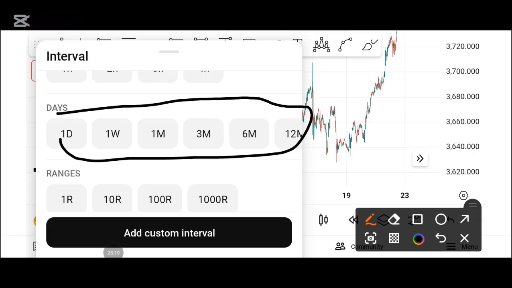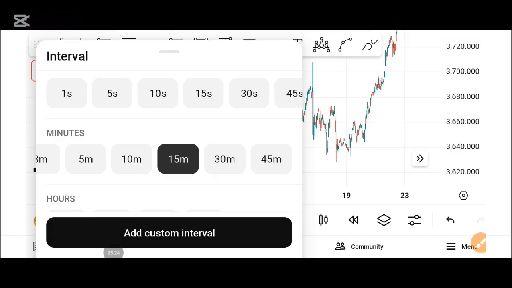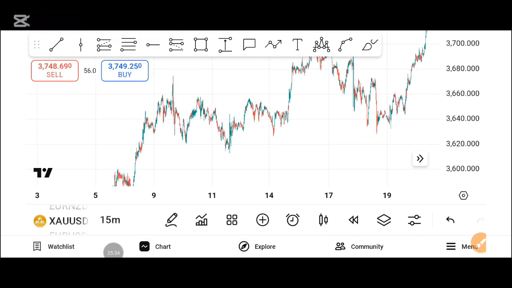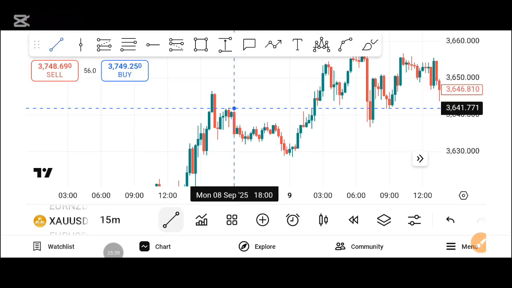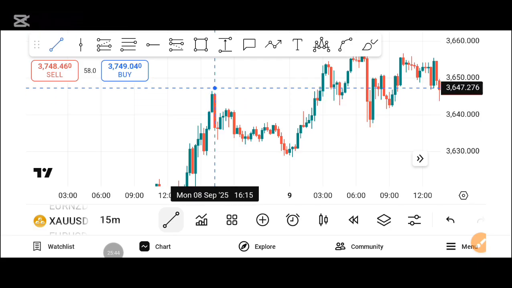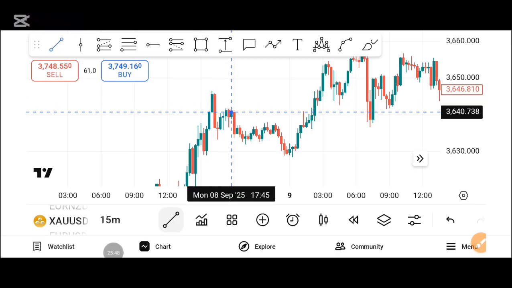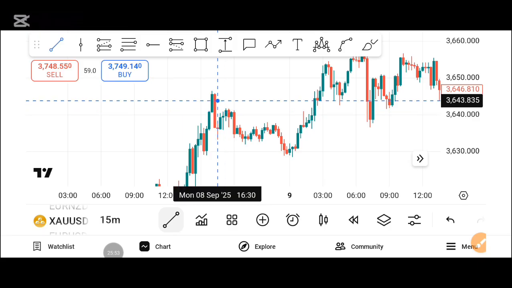So what does this actually mean? This means that each candle you are seeing here represents, assuming we are on 15 minutes, 15 minutes. It means that one candle takes 15 minutes to form. So this candle now won't take 15 minutes to form.